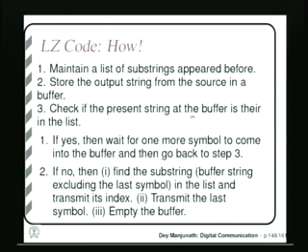Check if the present string in the buffer is there in the list. If yes, then wait for one more symbol to come into the buffer and go back to the previous step. So, whenever we have received a string which is there in the list, we will receive another bit. If it is still there in the list, then for the longer substring we will take another bit. We will continue this till we get a substring in the buffer which is not there in the list.